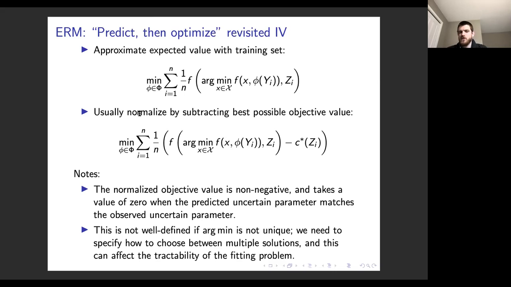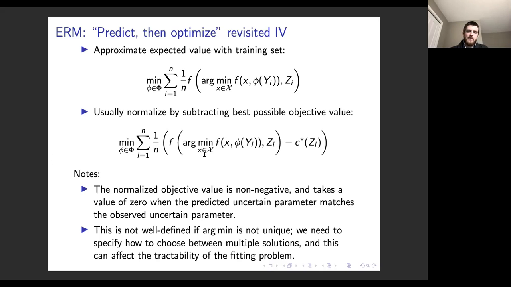And then usually we also normalize by subtracting off the best possible objective value. That doesn't actually change the fitting problem because what we're subtracting here is a constant. So C star of Zi is the best objective value that we could have achieved if we knew that the uncertain parameter was going to be Zi. But what that does is it makes it so that this value here is always positive, or at least non-negative, and it takes a value of 0 when your prediction matches with the uncertain parameter.